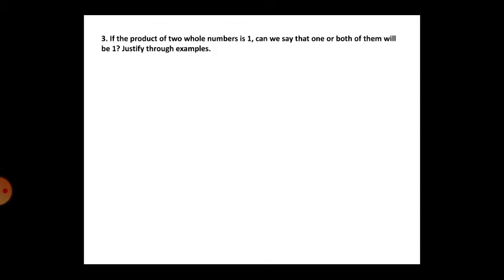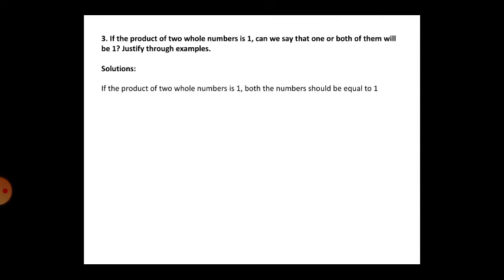If the product of two whole numbers is 1, can we say that one or both of them will be 1? Justify through an example. It is also one of the problems. Here, product means what? Multiplication. Product of two whole numbers. If you take two whole numbers and the answer is 1, they are asking whether one number will be 1, or both the numbers will be 1. So here let us see the solution.